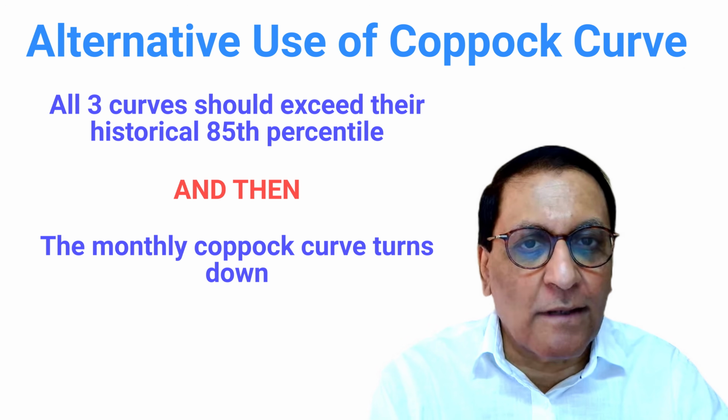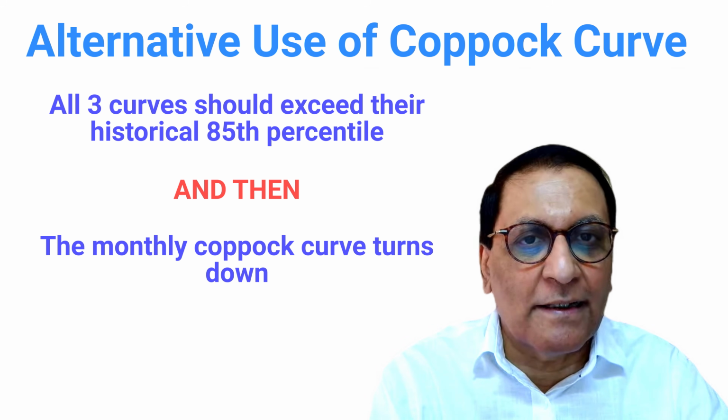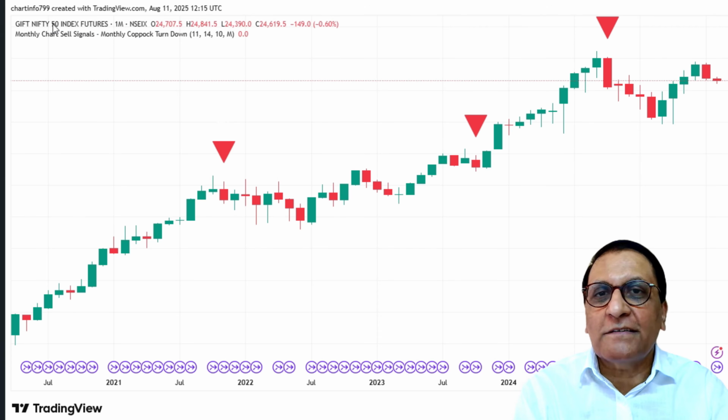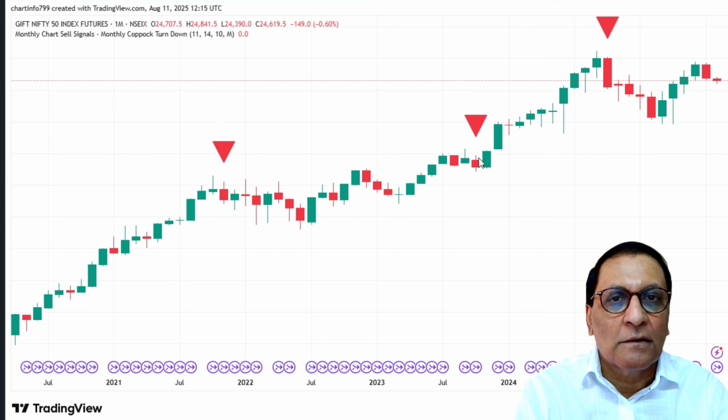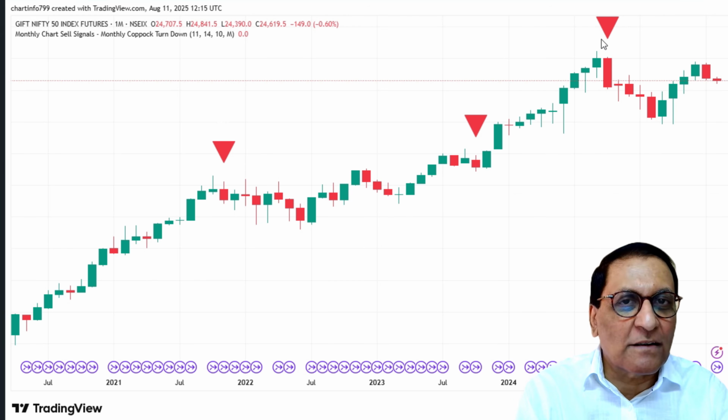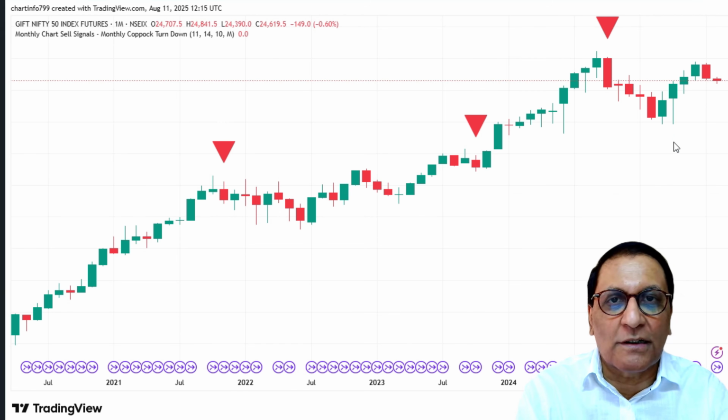Here are a few examples of this working in real charts. The first is on the Nifty futures, where you can see that the first signal did not work too well because the Nifty went into a trading range. The second signal also did not work so well, but the third signal gave us a phenomenal move of almost 4,000 points on the downside.